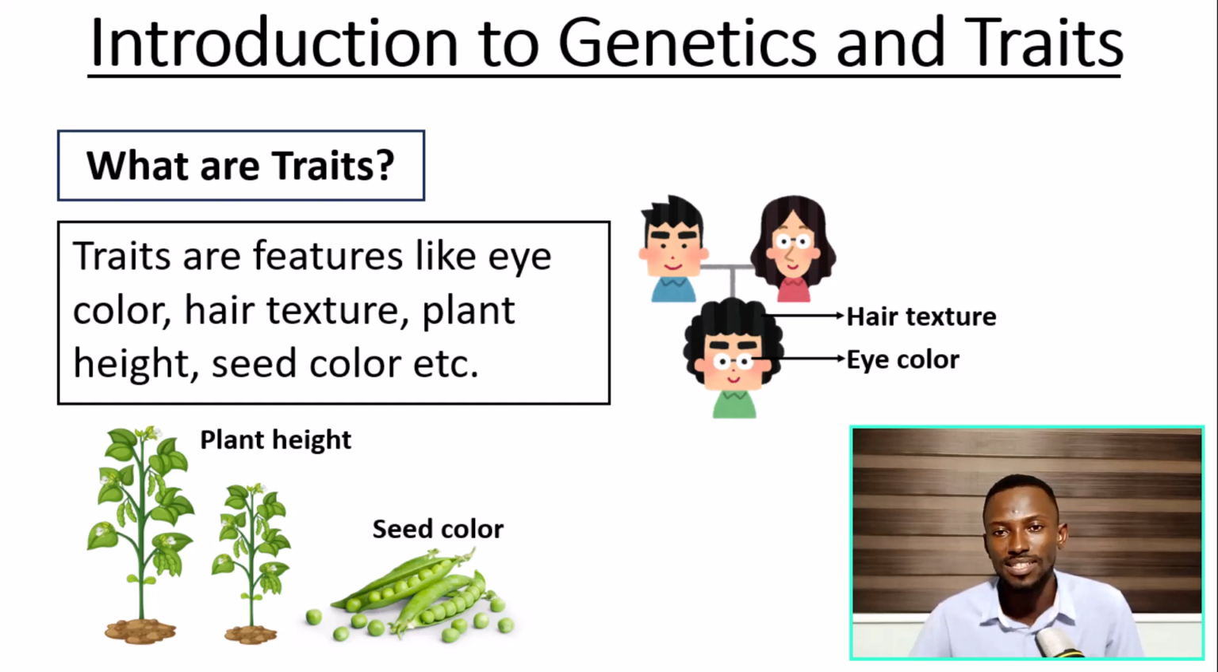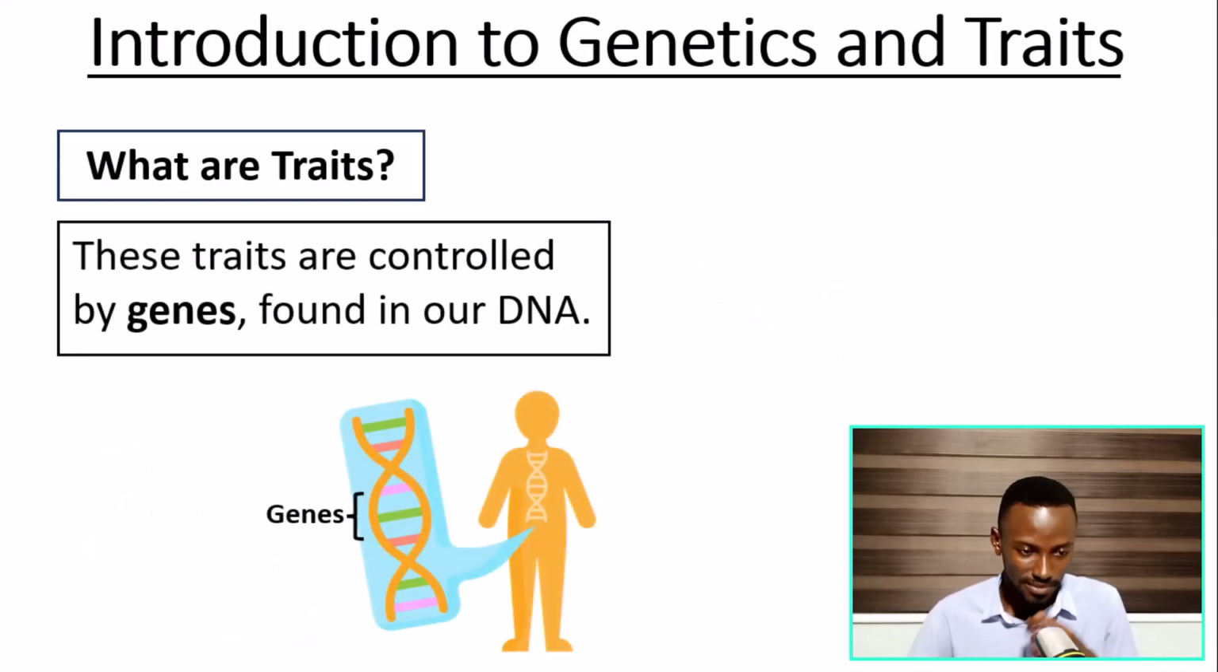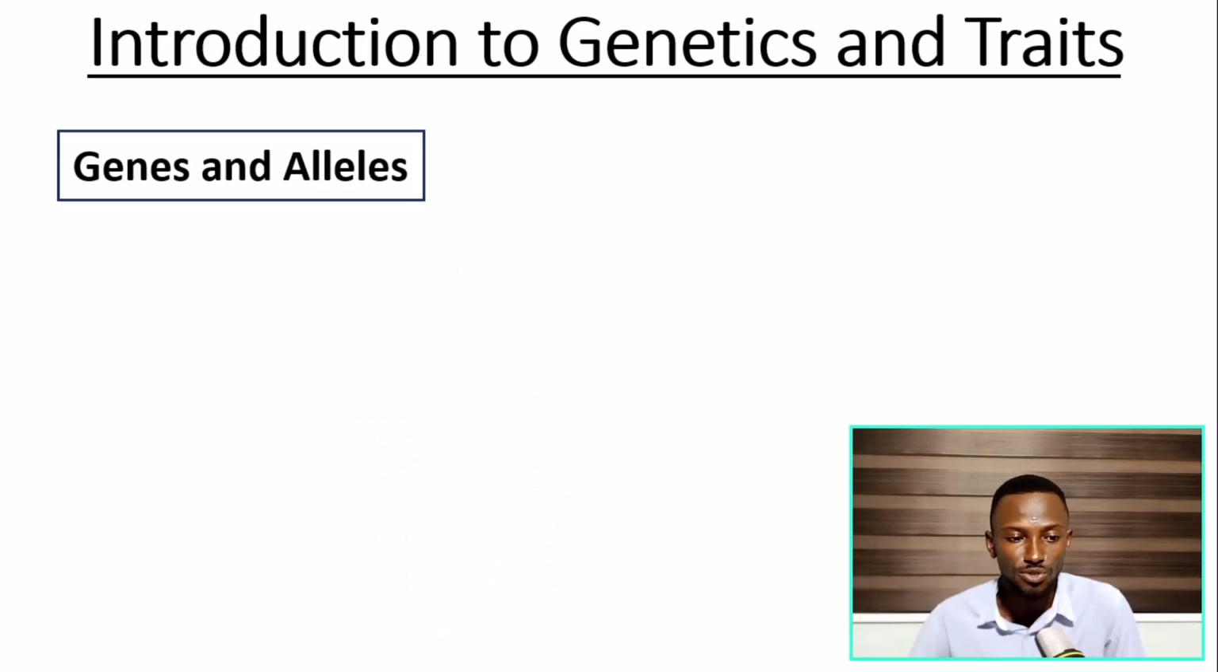The seed of plants can be green or yellow or any other color at all. These are features that parent plants can pass on to their baby plants. Now, the next slide spoke about traits being controlled by genes found in our DNA. If you take our DNA, there are specific sections of our DNA that control a specific trait. These sections are known as genes. So a gene controls the traits that we see.